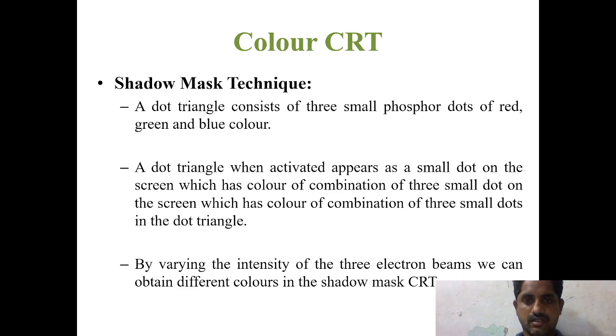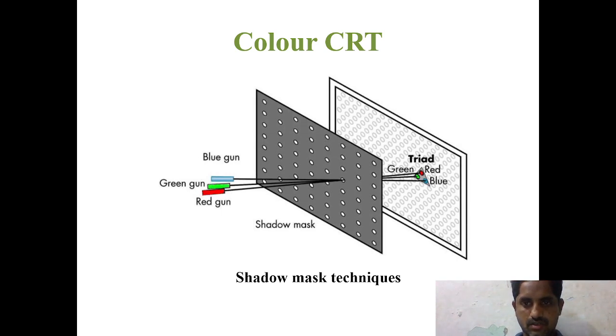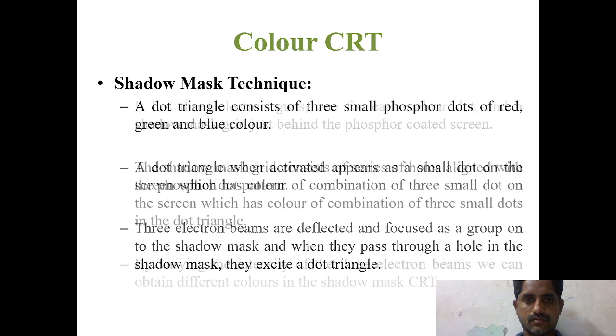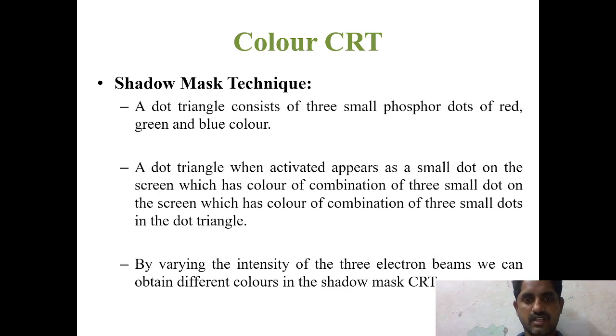Here, this is the dot triangle. It is assigned three colors: red, blue, and green. A dot triangle, when activated, gives a small dot on the screen with a color that is a combination of the three small dots, so each and every pixel has the three colors. When the electron beam is produced, the electrons hit the particular screen layer and produce different colors on the screen. In that way, we see all the pictures in color. By varying the three electron beams, we can obtain different colors in the shadow mask CRT.